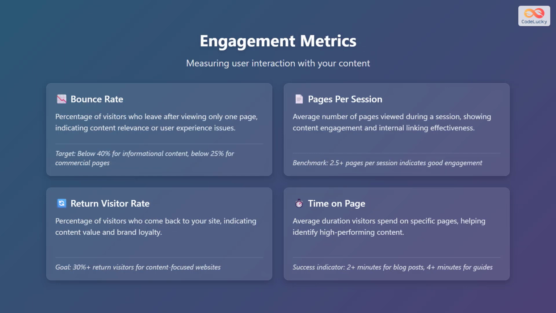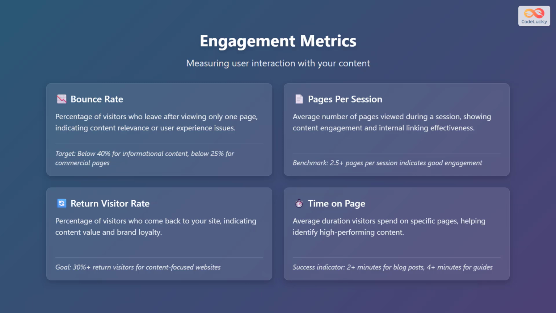Now, let's discuss engagement metrics, which help in measuring user interaction with your content. First off is bounce rate. Bounce rate is the percentage of visitors who leave after viewing only one page. A high bounce rate indicates content relevance or user experience issues. You should aim for a target of below 40% for informational content and below 25% for commercial pages.